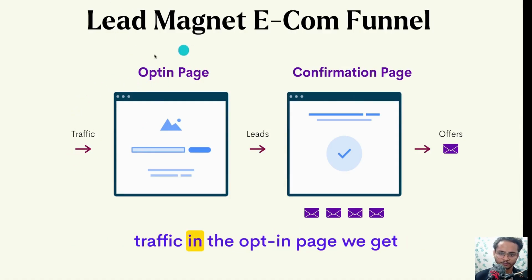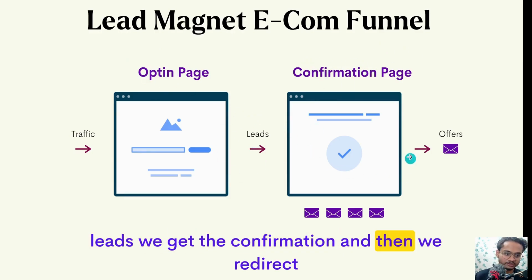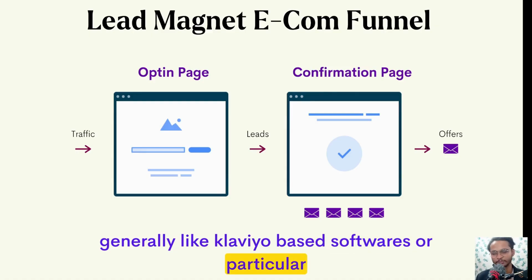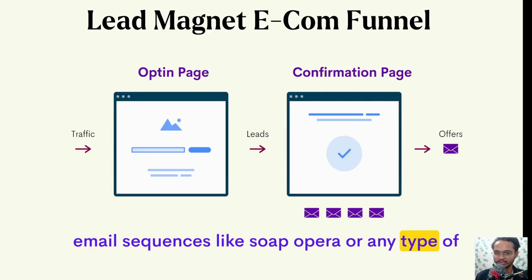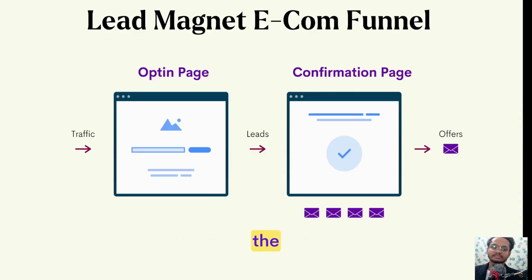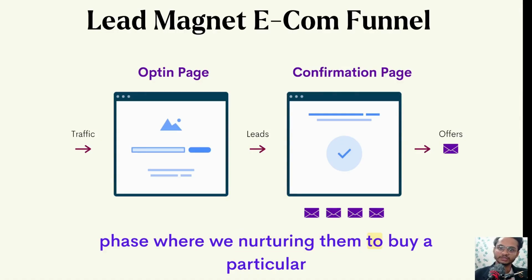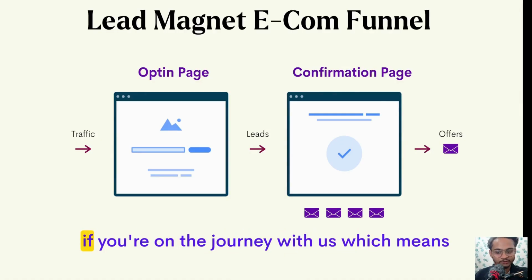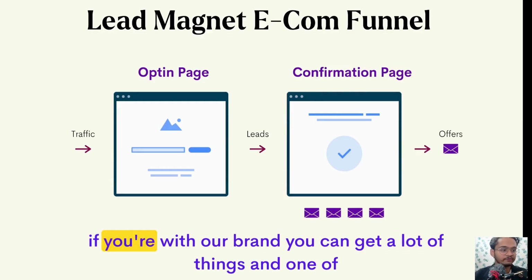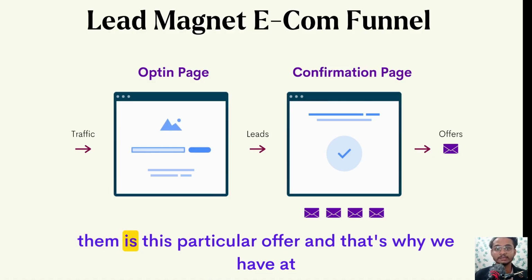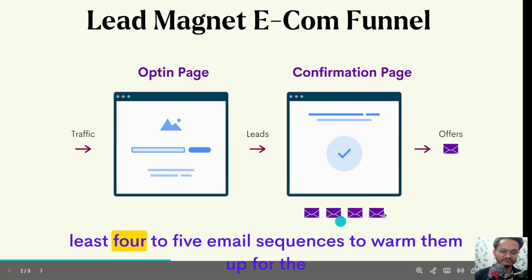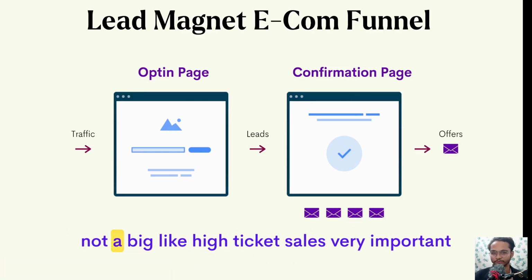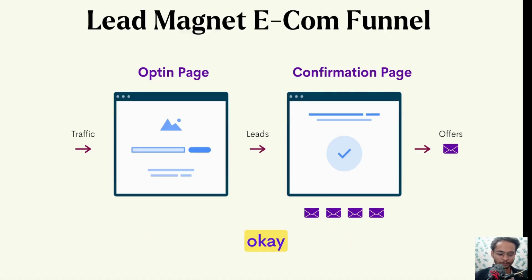We put the traffic in the opt-in page, we get leads, we get the confirmation, and then we redirect them using our email, generally Klaviyo-based software or particular email sequences like soap opera or any type you can choose from. This is the phase where we're nurturing them to buy a particular thing. We are telling them this is all you can have if you're on the journey with us, which means if you're with our brand, you can get a lot of things, and one of them is this particular offer. And that's why we have at least 4 to 5 email sequences to warm them up for the upcoming offer. And that offer too is going to be a smaller offer, not a big, high-ticket sale. You're getting my point? Okay.